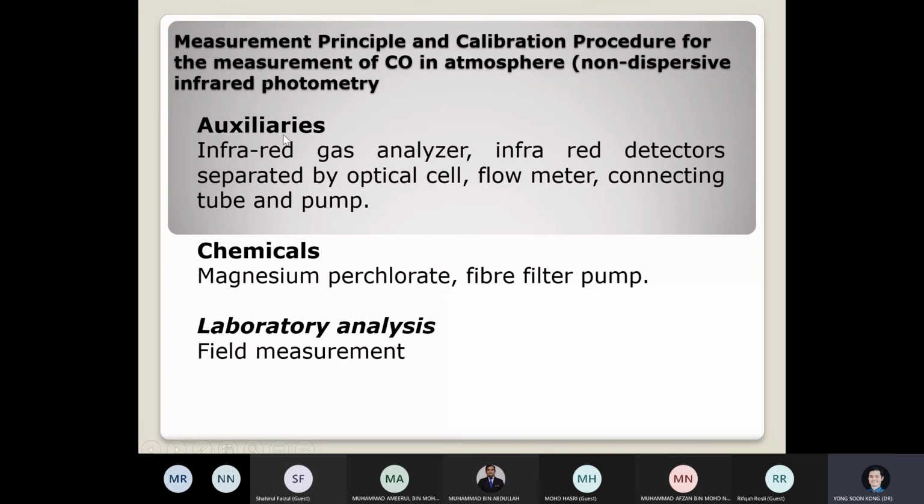This slide is still talking about NDIR technology in detecting carbon monoxide. But this chemical here is still being used because magnesium perchlorate is used to absorb moisture from the air. So before the air reaches the NDIR gas chamber for detection, it will first be dried using magnesium perchlorate. That only comes in. So that is the only chemical that is used with the NDIR technique.